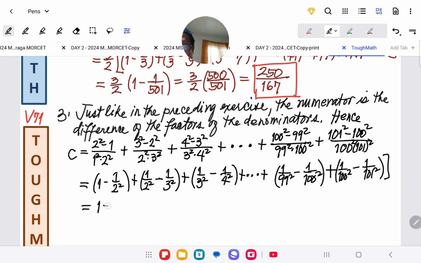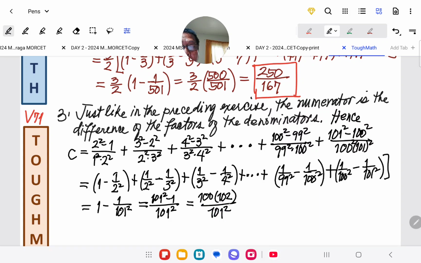That is, we are left with 1 minus 1 over 101 squared, which is 101 squared minus 1 over 101 squared, which is 100 times 102 over 101 squared, which is 10200 over 10201.